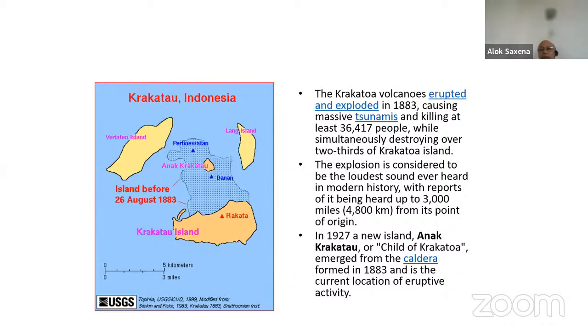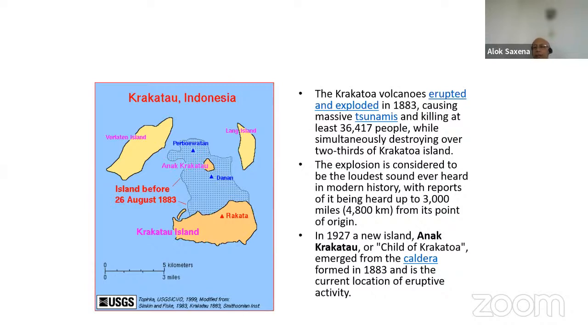And after that, what happened? If you can see, the entire island got submerged. Only this part of Krakatau, which was Rakata, remained there. And in 1927, a new island emerged. Of course, a few scientists predicted that an island would emerge because of the volcanic activities, and it was given the name Anak Krakatau, meaning baby Krakatau, or child of Krakatau.